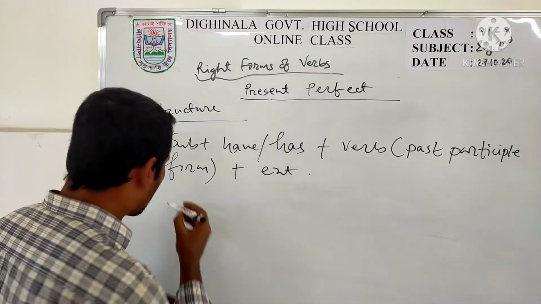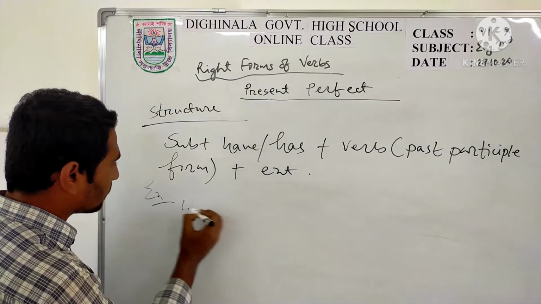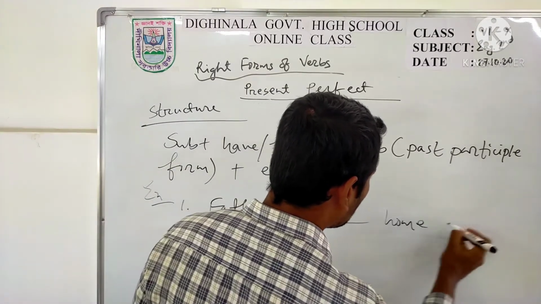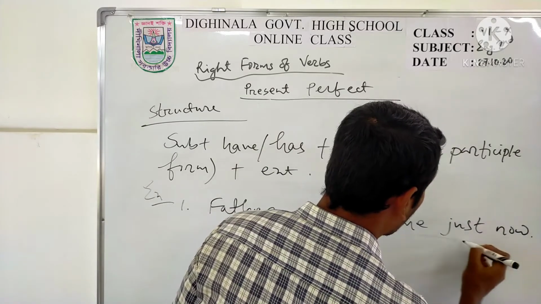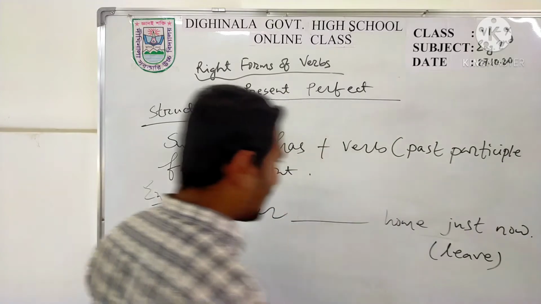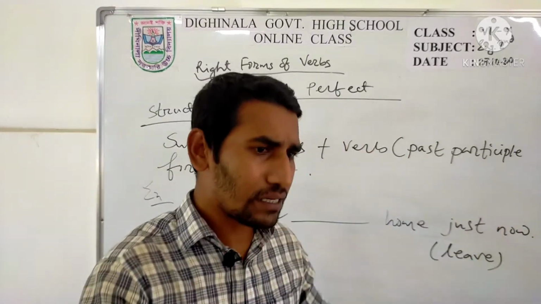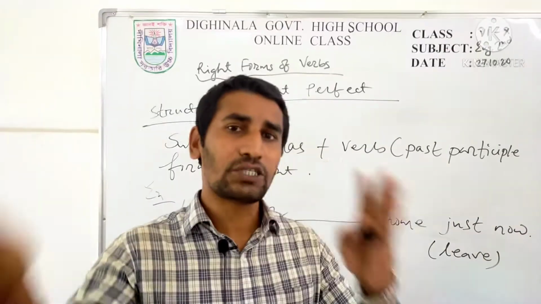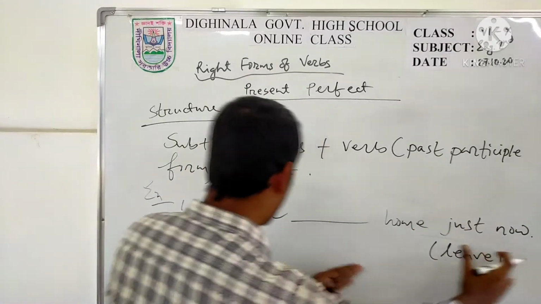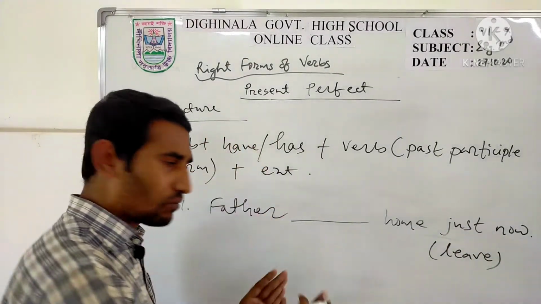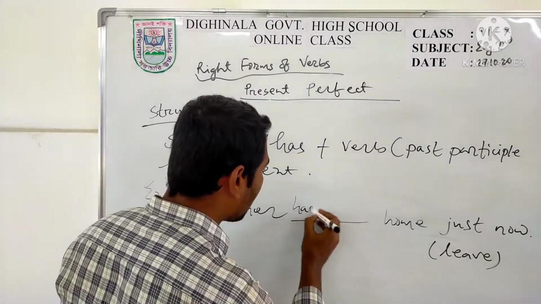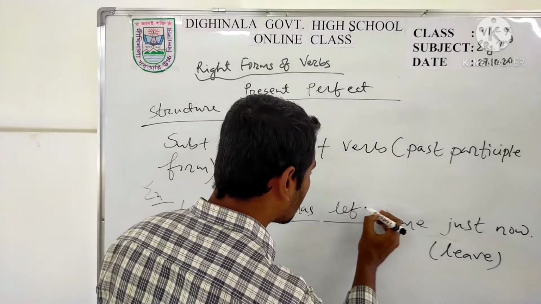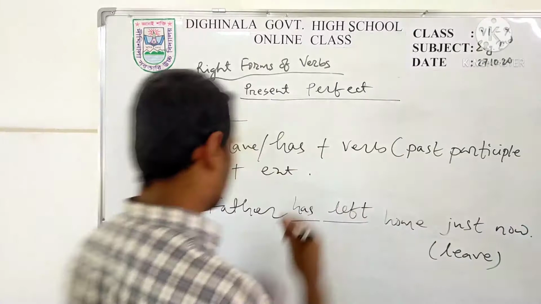Now come to the point, I am showing you the example. Father dash home just now. In bracket there is leave. Again I am telling you, if you see just now, recently, already and yet, these are the indication of being present perfect tense. So there is just now here. So father is third person and singular, so you have to use has. So father has, then you have to put the past participle form of leave. What is the past participle form of leave? That is left. So father has left home just now.